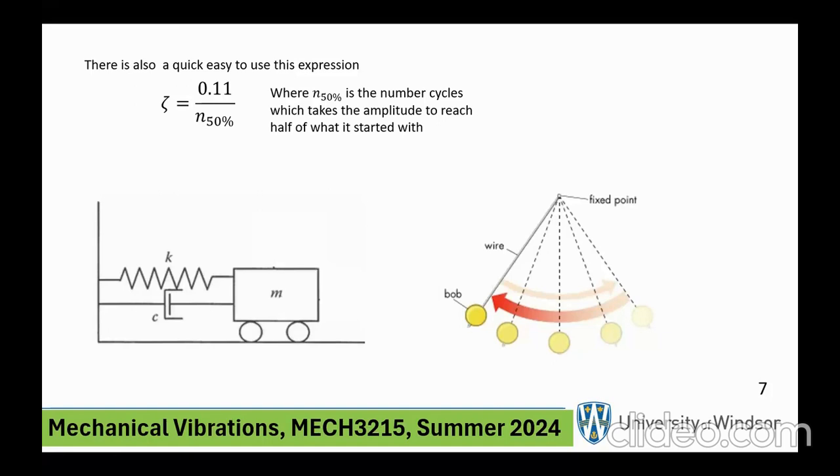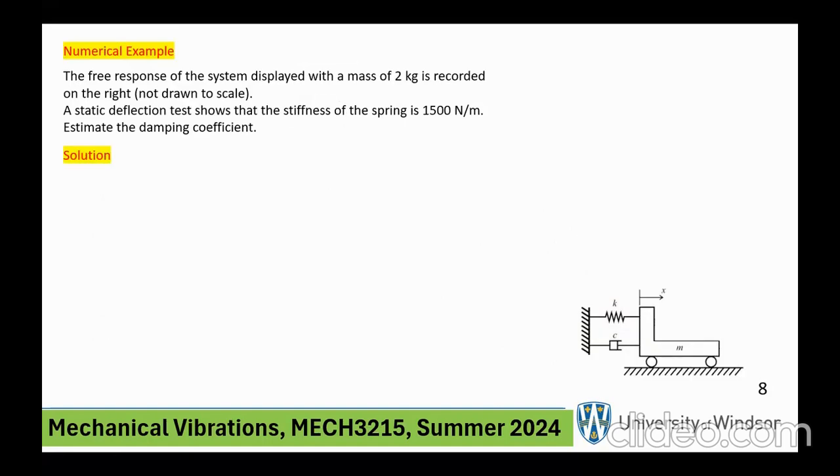Okay, let's do an example. A problem. We have a free damped response. You can see that there's a damper there. The mass is 2 kilograms. Okay. And we estimated the stiffness of that spring to be 1500 Newton per meter.